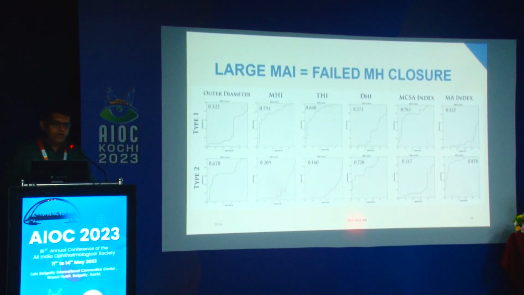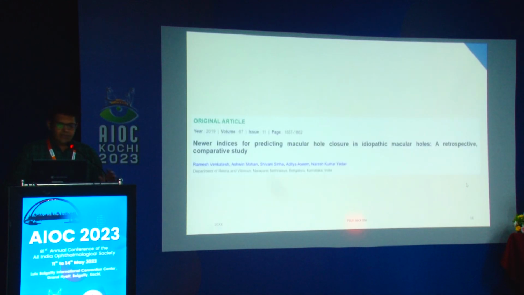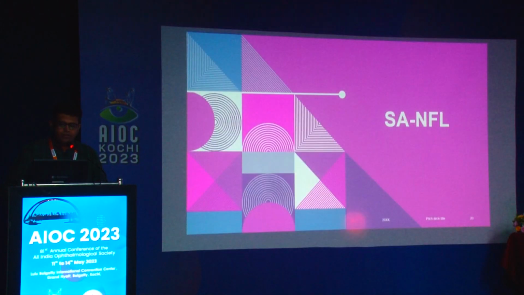How is it important? When you have a very large macular hole area, it is associated with failed macular hole closures. When we say type 2, we indicate that they are not the typical macular hole closures we expect. You can see that the area under the curve for the macular hole area index is much higher. This is again our publication where we spoke about these indices which help in predicting macular hole closures for idiopathic macular hole.